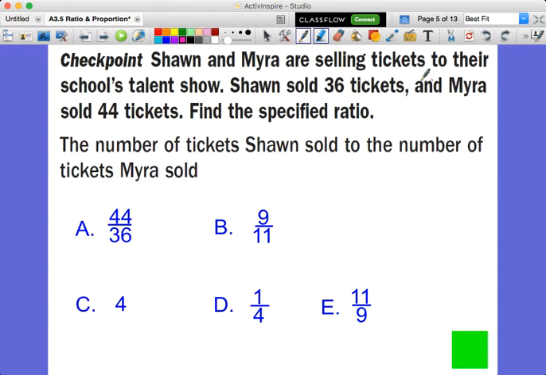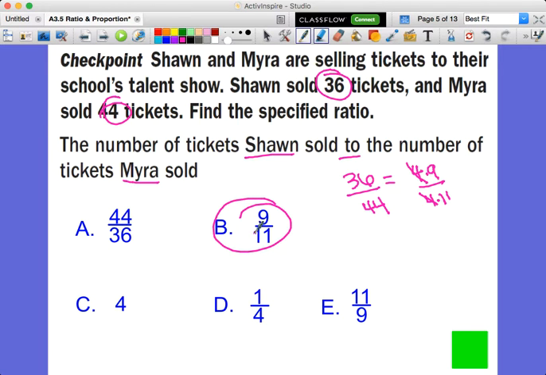Sean and Myra are selling tickets. Sean sold 36. Myra sold 44. We're going to do Sean to Myra. So it should be 36 to 44. If I reduce that, they both divide by 4. 4 times 9 and 4 times 11. The 4s will cancel, giving us 9/11ths.